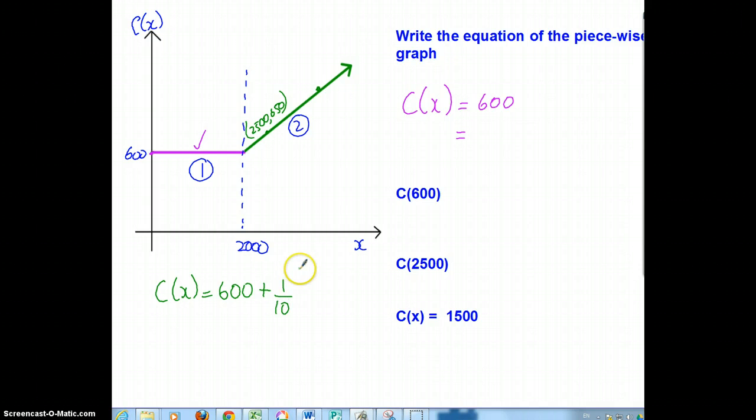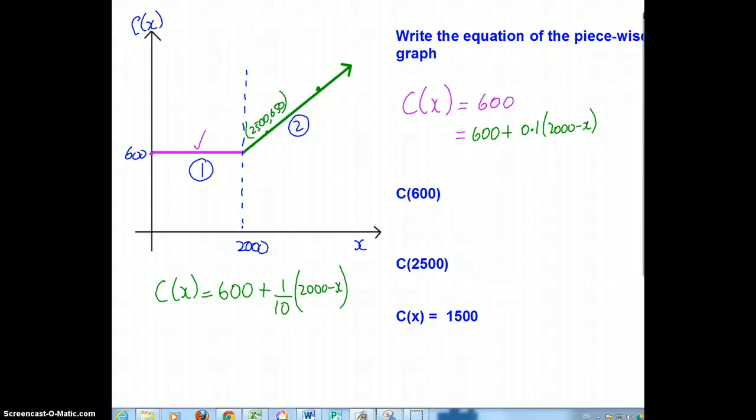So how do we work out the amount in excess of 2,000? It's going to be X minus 2,000, and that'll show us how much extra we've got. So now we can write that down. We've got 600 plus 1/10, I'm going to write 0.1, of X minus 2,000, and that'll give us our excess amount there. But hang on, I'm a little bit confused because I've got two graphs here.